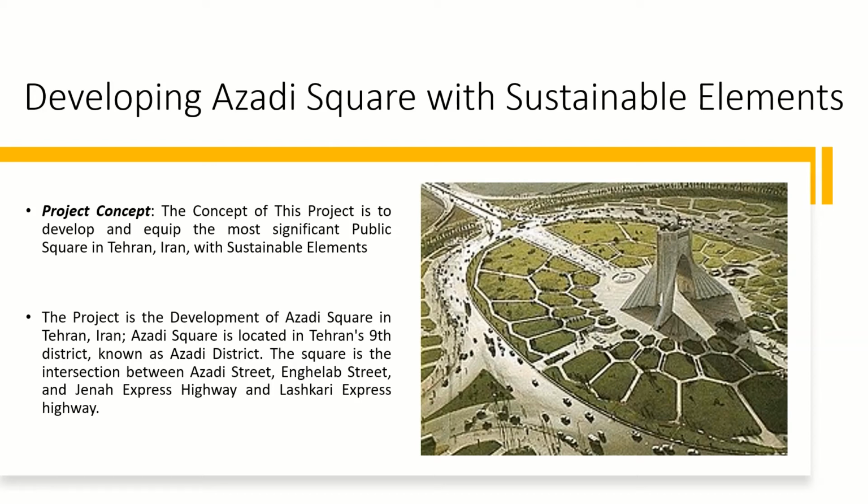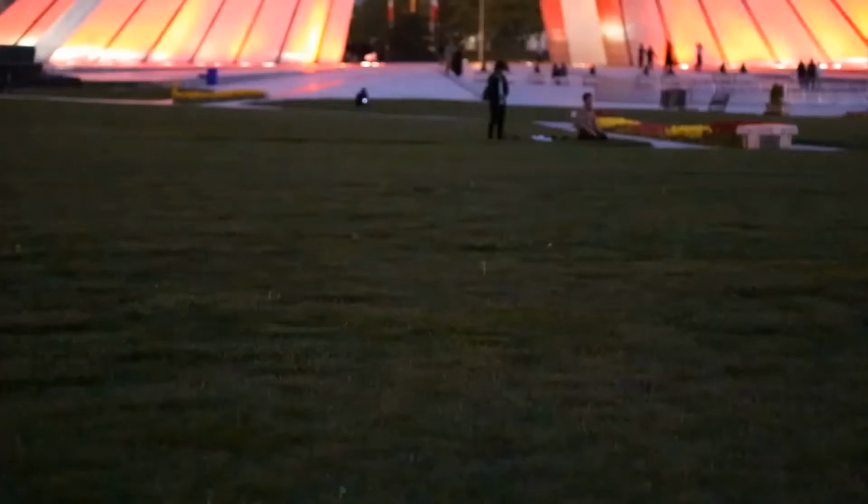Azadi Square is located in Tehran's 9th district, known as Azadi District. The square is the intersection between two streets and two express highways. Here I have prepared a short video about Azadi Square that will give you a better image of what it is about. Let's watch it together.